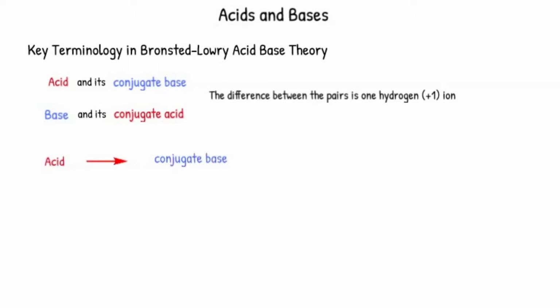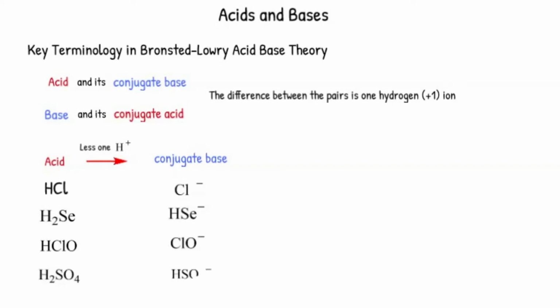An acid gives the conjugate base by taking away one H plus ion. HCl becomes Cl minus as a conjugate base. H2Se becomes HSe minus. HClO becomes ClO minus. And H2SO4 becomes HSO4 minus. Notice that this is the loss of one H plus ion.